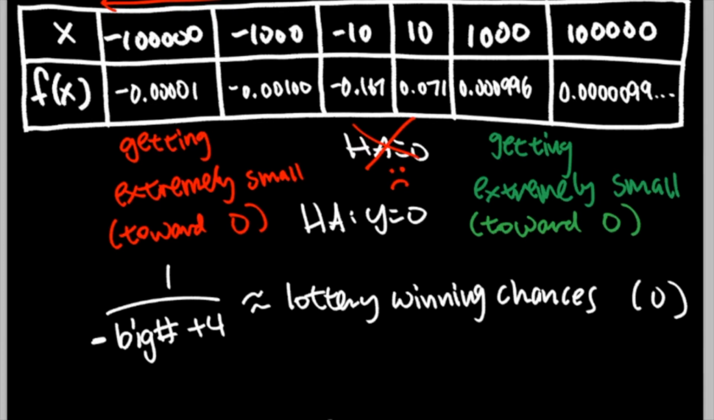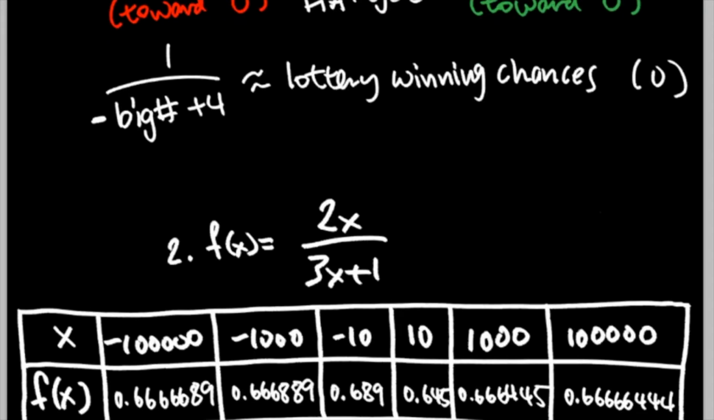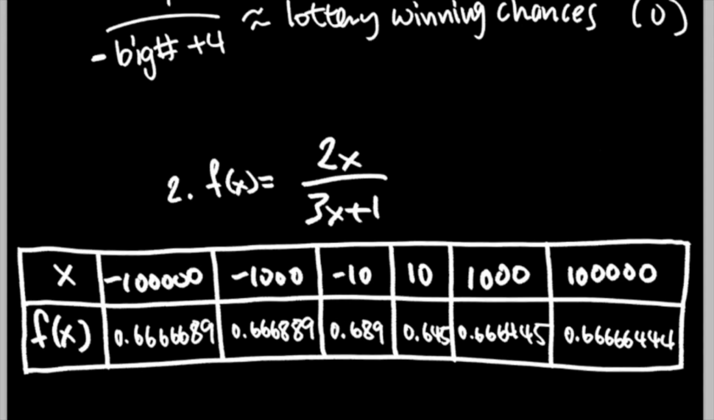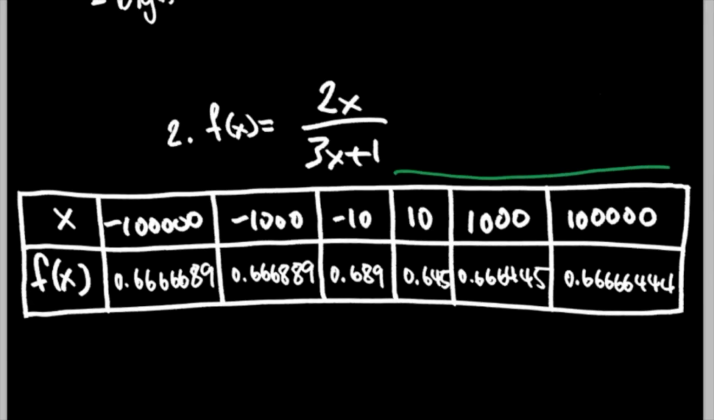So that's essentially what a horizontal asymptote is, and end behavior is essentially the same thing. You just write as x approaches infinity and negative infinity, y approaches 0.